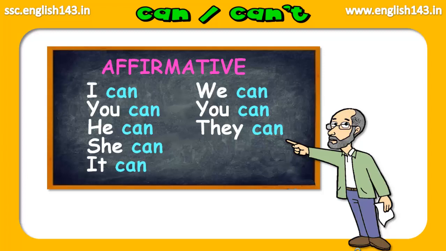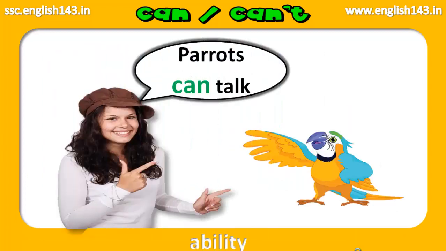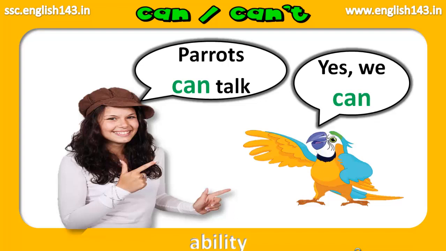Let's try to find out with some examples. Parrots can talk. Yes, we can. That means parrots are able to talk like human beings. Parrots have the ability to talk like human beings. Thus, parrots have the ability to do something, and then it can be expressed using the word can. Parrots can talk. That means parrots have the ability to talk.